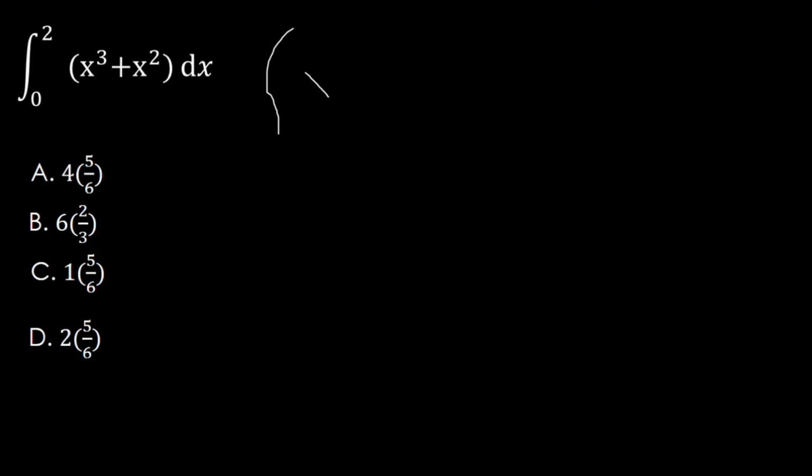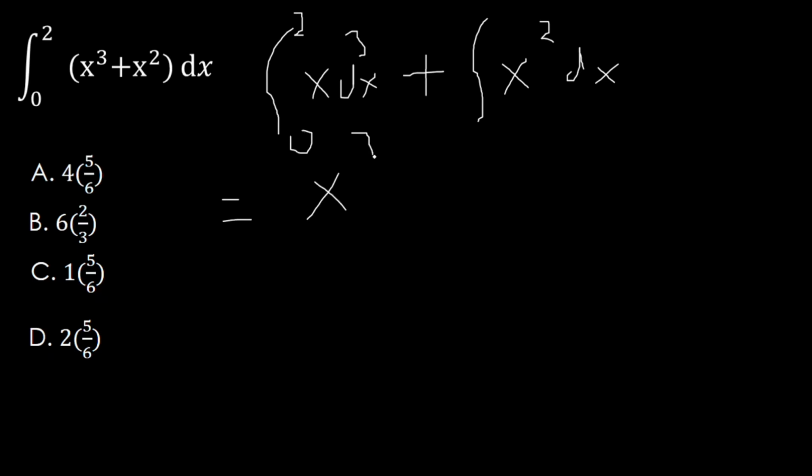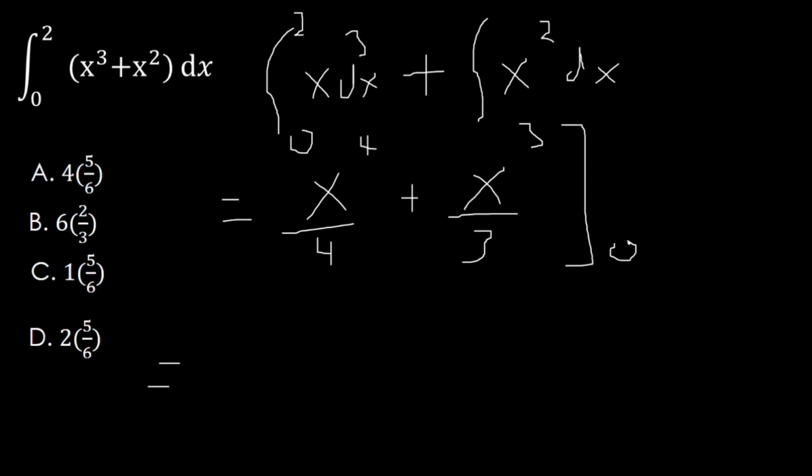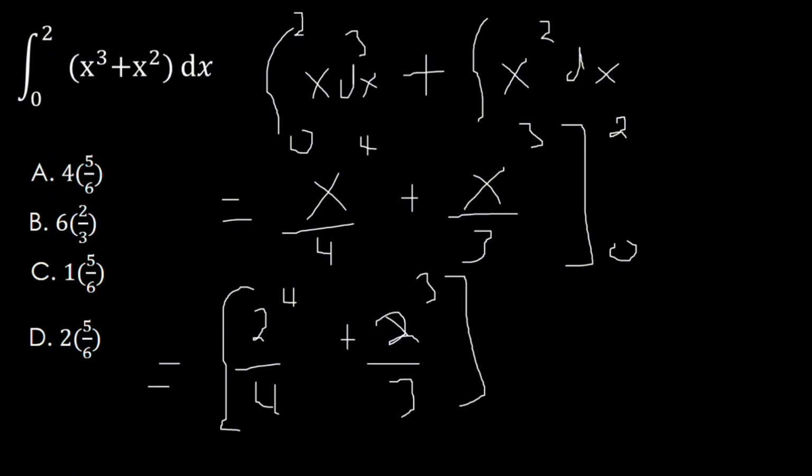We use the same principle. That is the integral of x cubed plus the integral of x squared, dx and dx, with limits from 0 to 2. Okay, our answer will be x to the power 4 over 4 plus x cubed on 3. That will be equal to, with limits 0 to 2, 2 to the power 4 all over 4 plus 2 cubed on 3 minus 0, because 0 on 4 is 0.